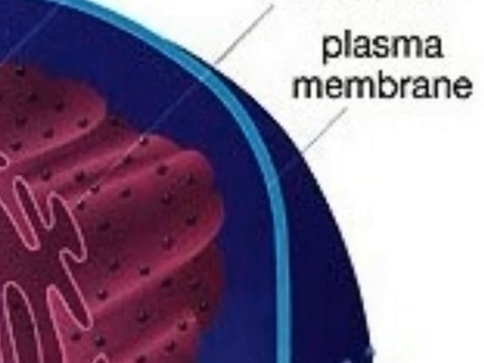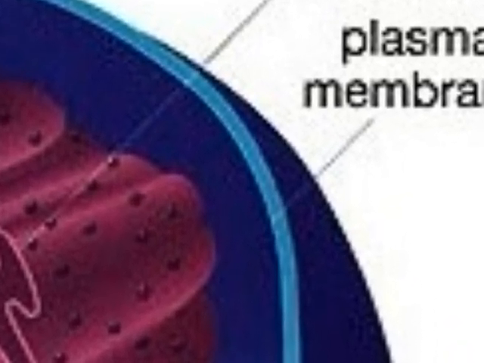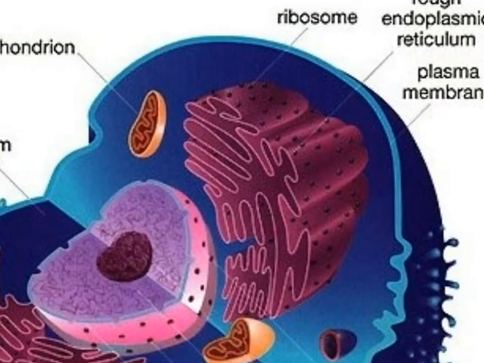This is the cell membrane. The cell membrane forms the boundary of the cell, and it acts as a selective barrier, allowing certain materials to pass but not others. Here we see rough ER.